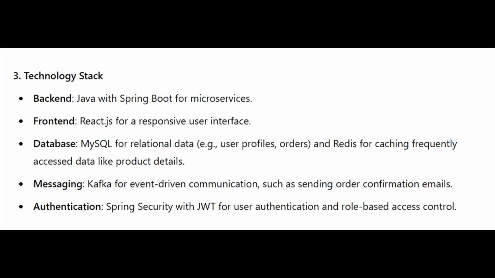3. Technology stack. Back-end: Java with Spring Boot for microservices. Front-end: React.js for a responsive user interface. Database: MySQL for relational data, examples: user profiles, orders, and Redis for caching frequently accessed data like product details. Messaging: Kafka for event-driven communication, such as sending order confirmation emails. Authentication: Spring Security with JWT for user authentication and role-based access control.